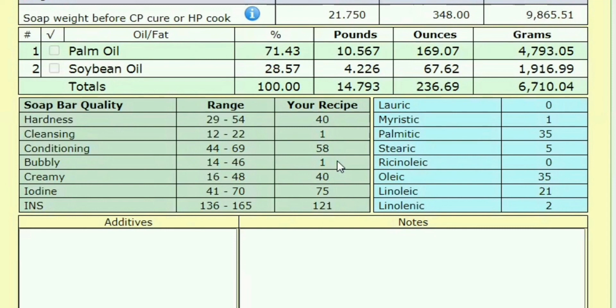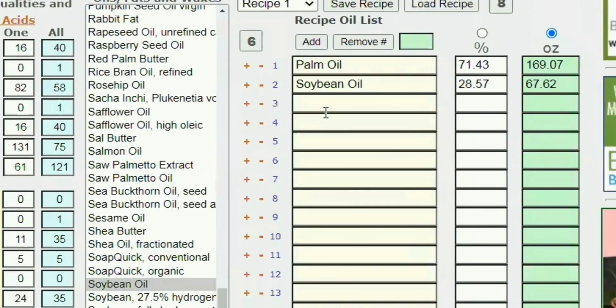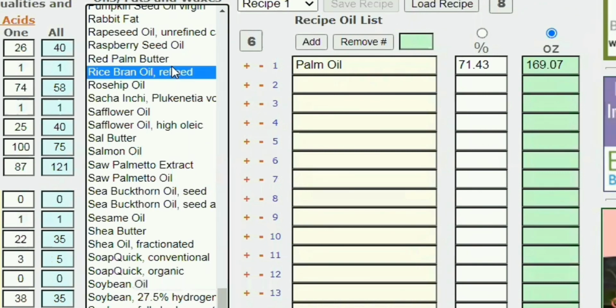But if I was to make this soap, if it's okay, I would like to make my suggestion. If I was to make this soap, I would actually substitute the vegetable oil with coconut oil.